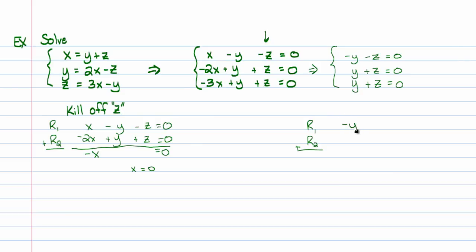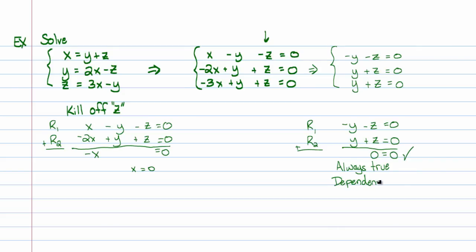So we get negative y minus z is equal to 0. I'm just going to kill off y here. And y plus z is equal to 0. But look what happens when I add these two together. I get 0 on the left-hand side because all the variables cancel, and 0 on the right-hand side, which is always true. And remember what we said about a system where you get to a constant is equal to itself. That means that this system must be a dependent system.